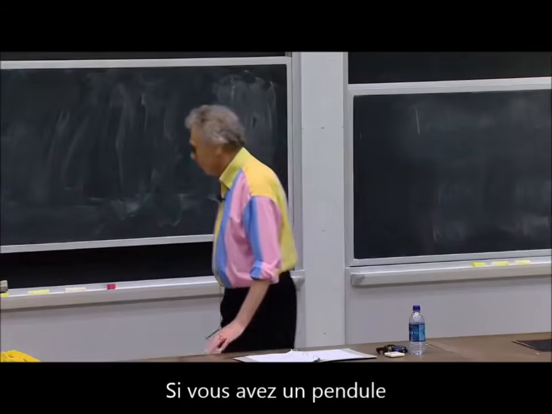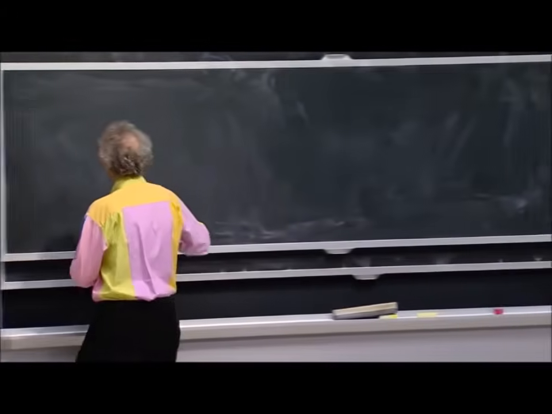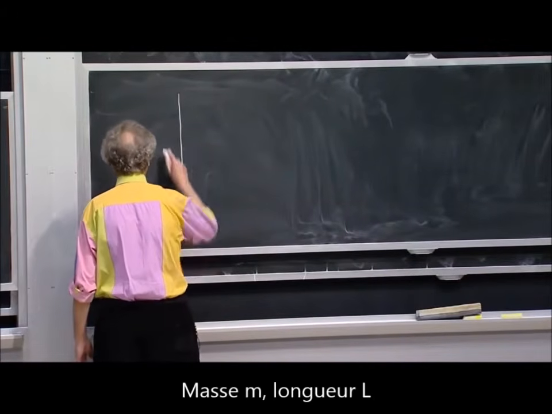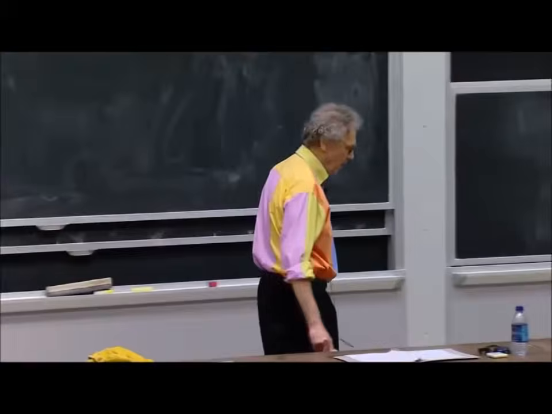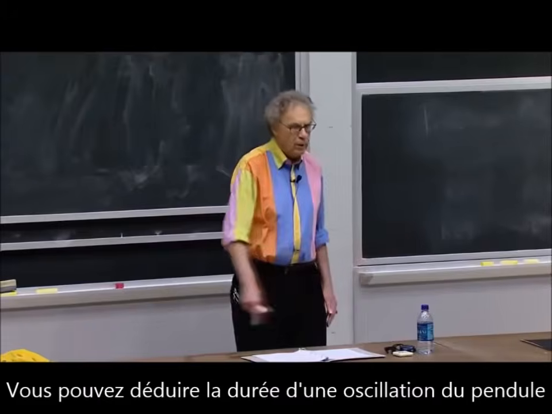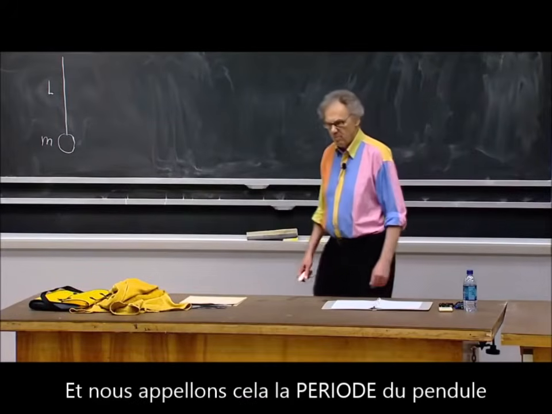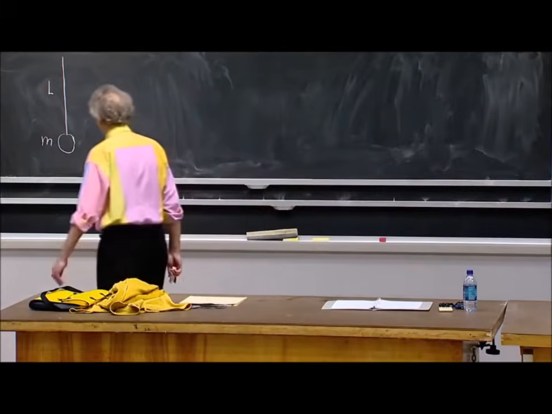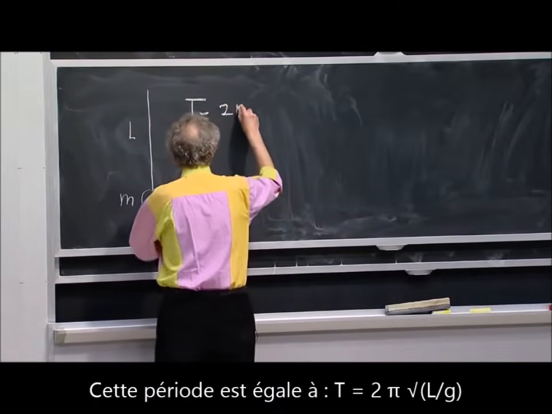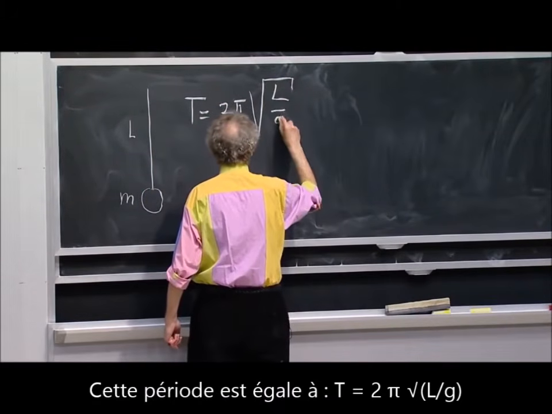If you have a pendulum, this is a pendulum, mass m, length L, you can derive how long it takes for the pendulum to make one complete oscillation. And we call that the period of the pendulum. And I derive in class that that period equals 2 pi times the square root of L over G.